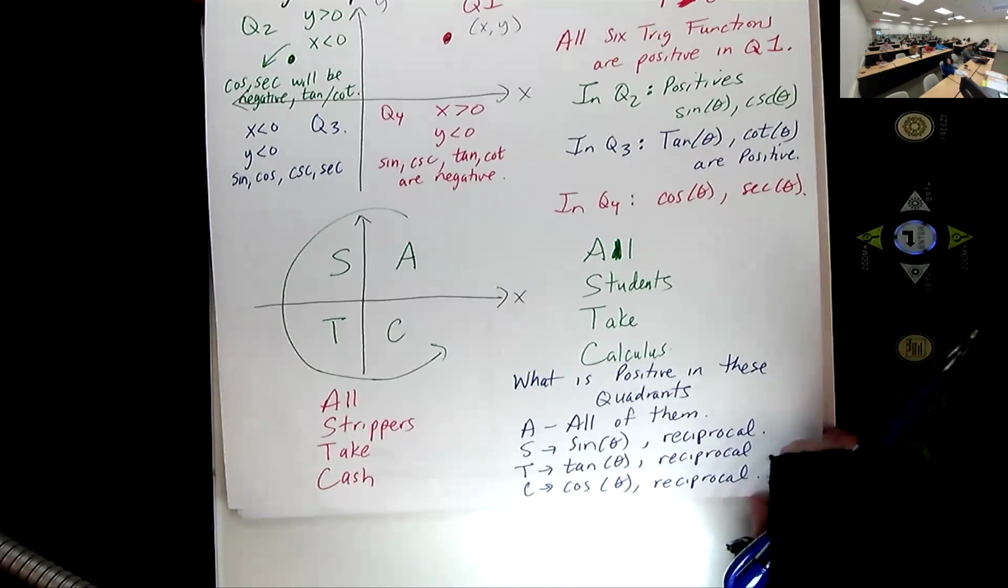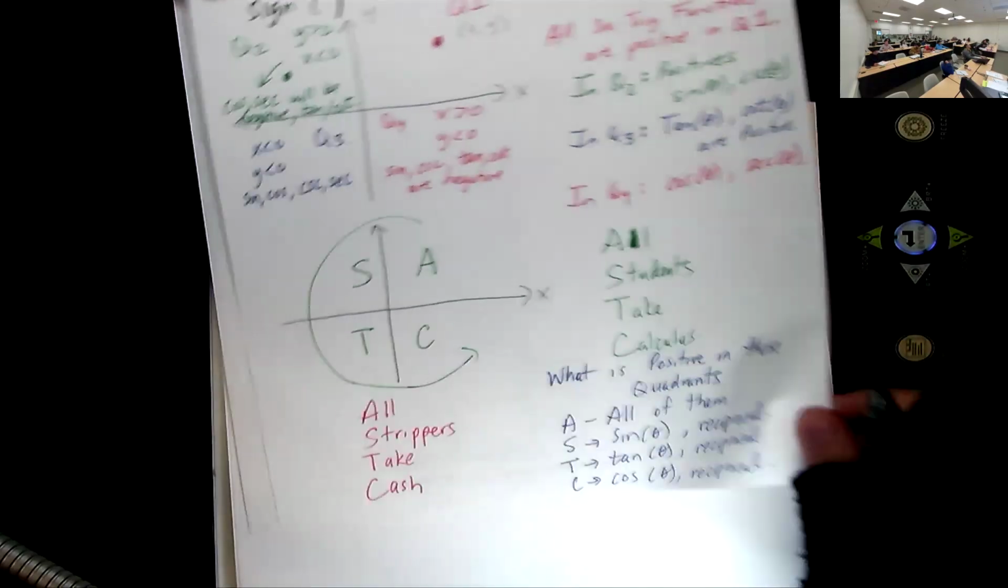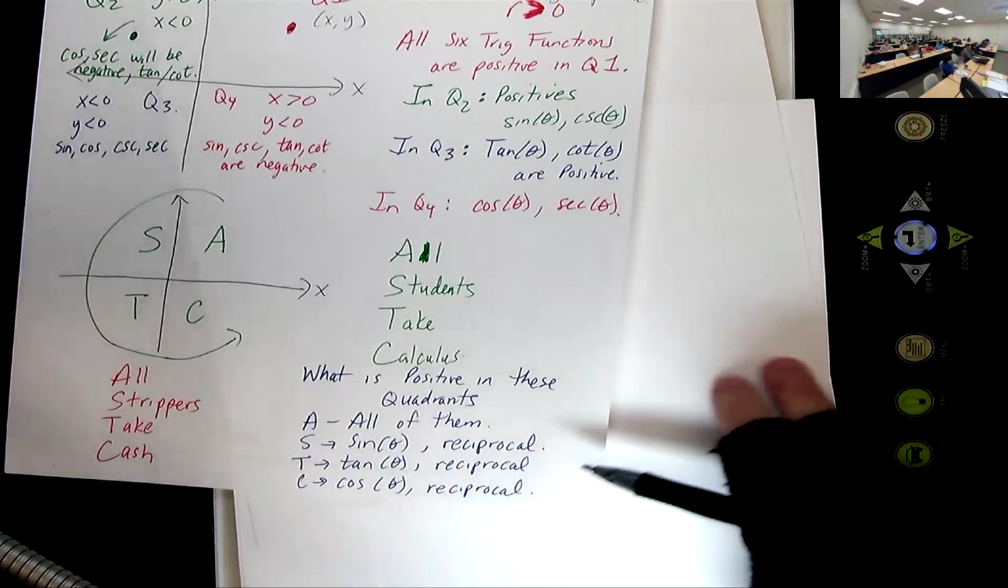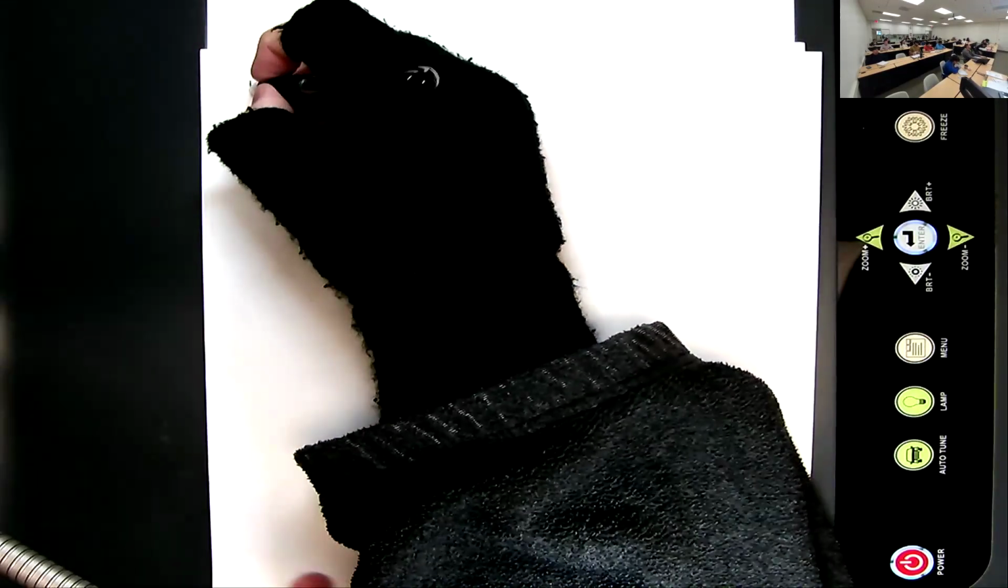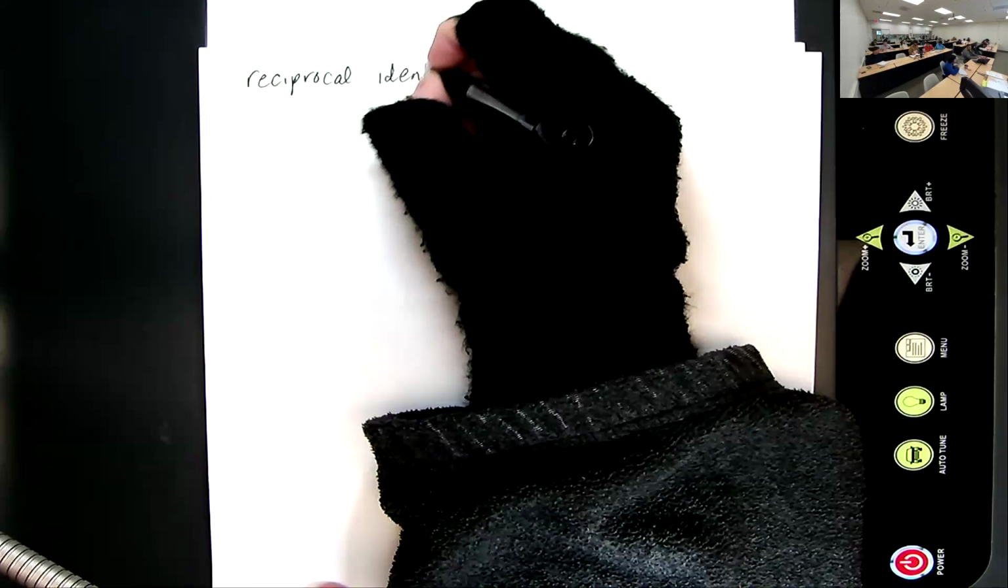All right, so what is this reciprocal thing we're talking about? Let's take a look at that. Does anyone need that page longer? Anyone say yes? If you do, say something. So the reciprocal identities, they're also called the quotient identities.